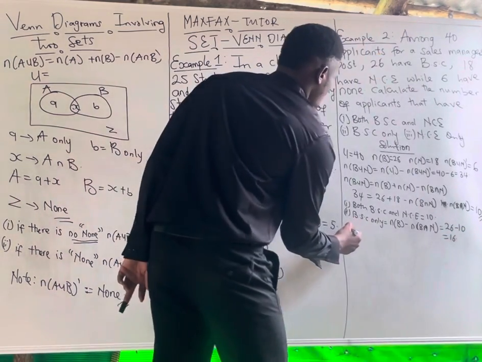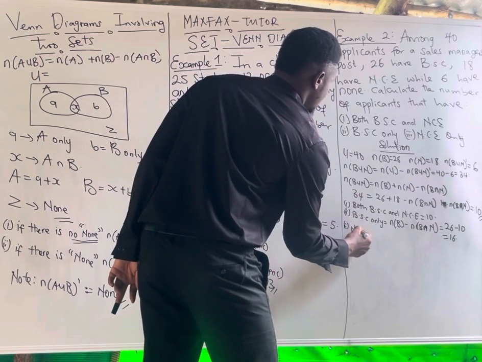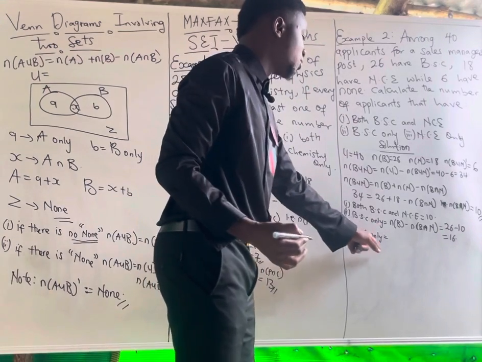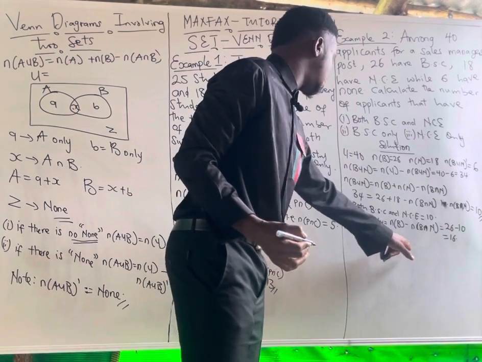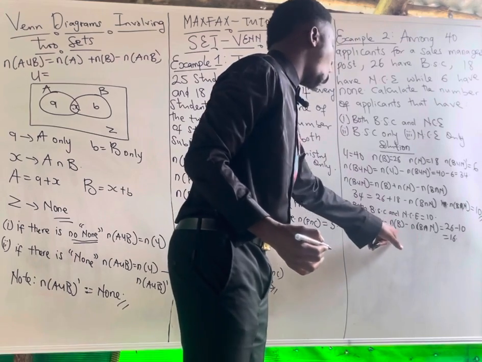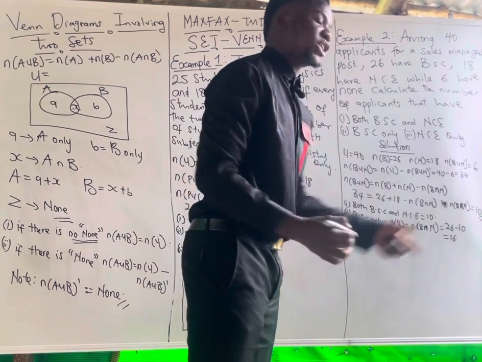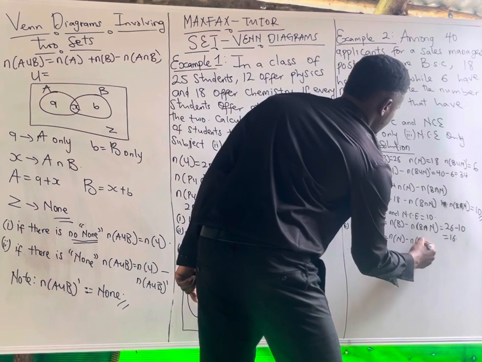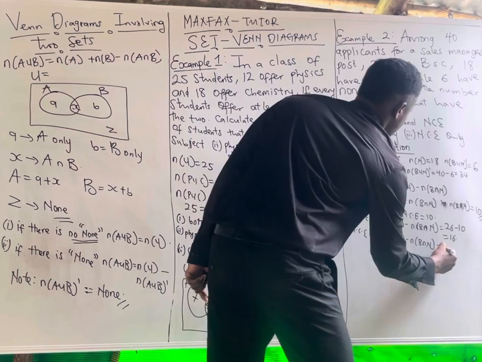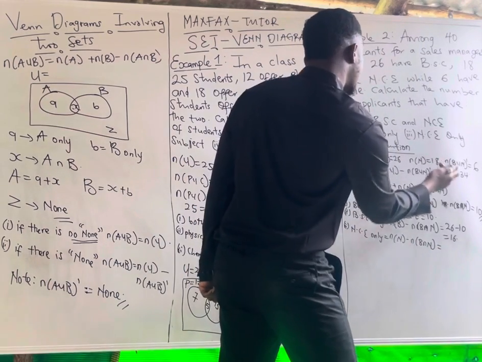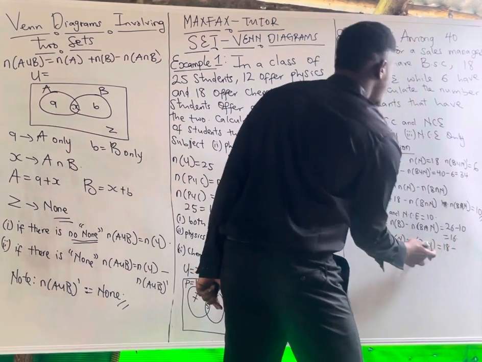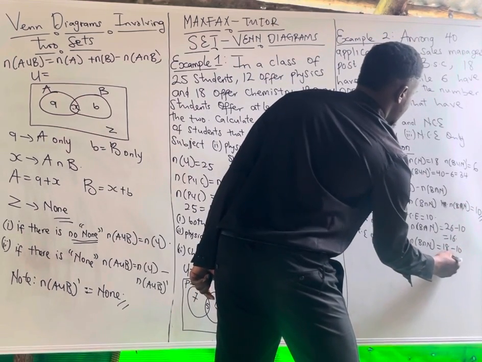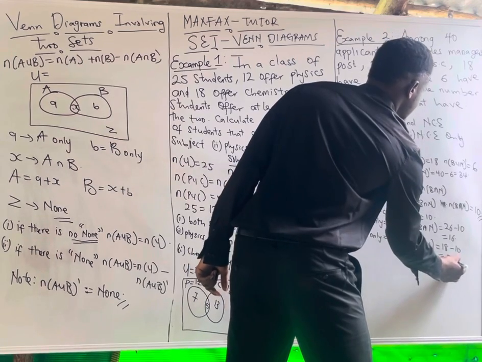Then the answer is 16. Okay, we will also do it for NCE only. So guys, let me ask you, what will be the formula for NCE only? That will just be N of C minus N of N minus N of B intersection N. So that will be N of N minus N of B intersection N. Since our N of N is 18, minus B intersection N, that is 10, 18 minus 10. Then the final answer here is 8. So that is the final answer, guys.